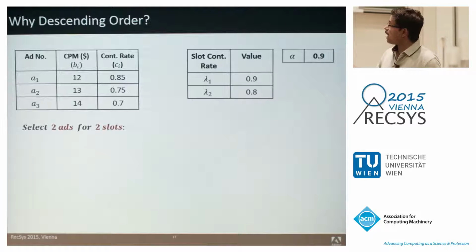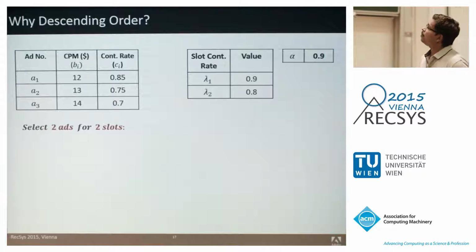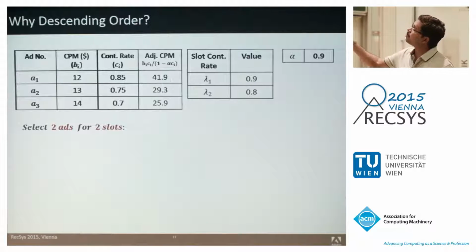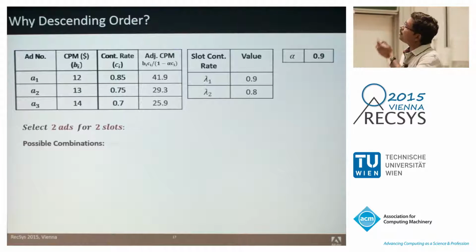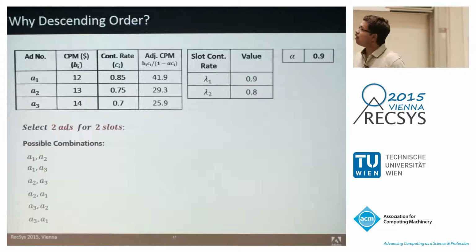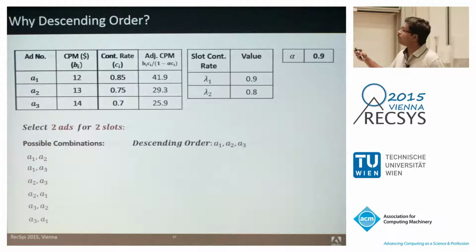So you have 3 ads to choose from, and you have to select 2 ads out of these 3. What I do is calculate the adjusted CPM for each of these 3 ads. These are the adjusted CPMs from the formula that I have, and you can see that I have already arranged them in decreasing order. The possible combinations are all of these 6, and the decreasing order is A1, A2, A3.